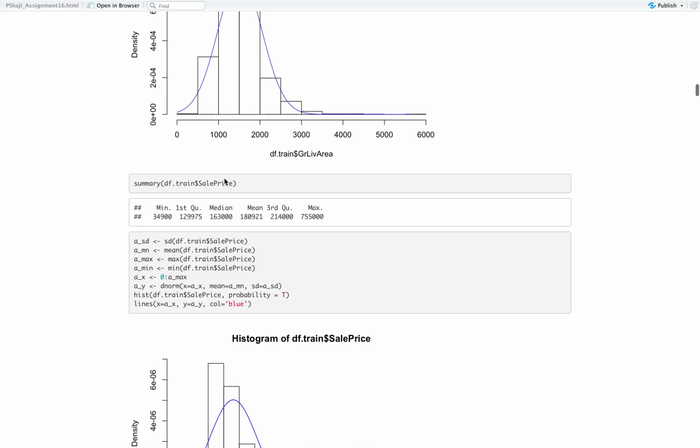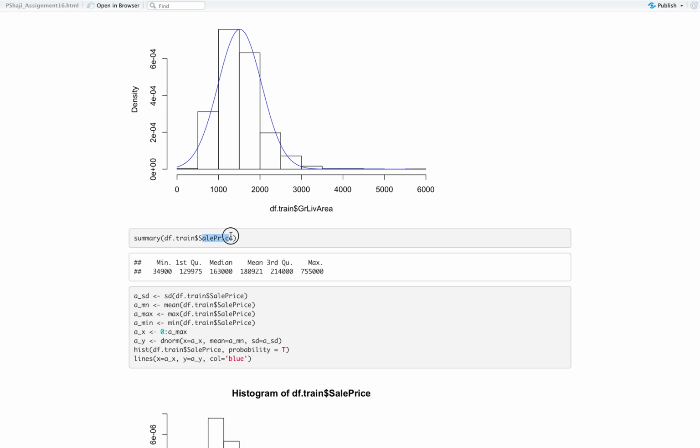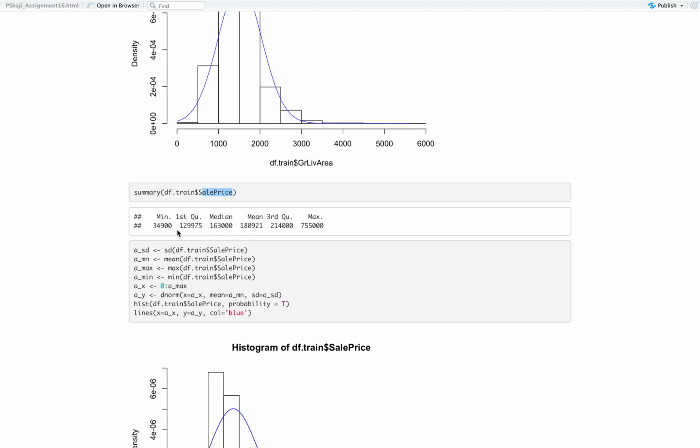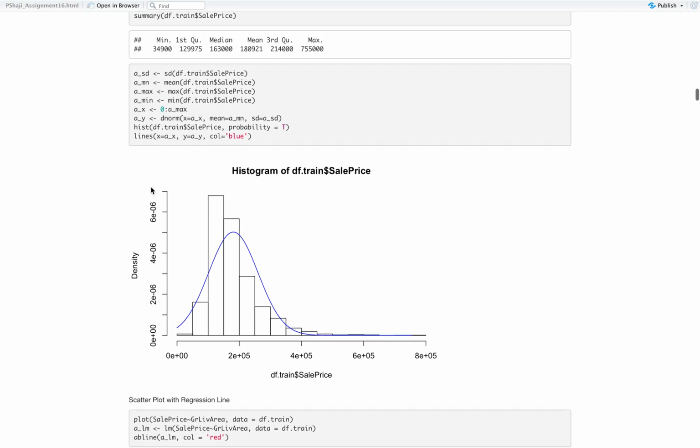After that, we provide a summary of only the sale price variable of the training data set, in which we acquire the minimum value of 34,900 and maximum value of 755,000. After that, we again compute the standard deviation, mean, maximum and minimum value of the sale price variable. After that, we again plot the histogram of the sale price.